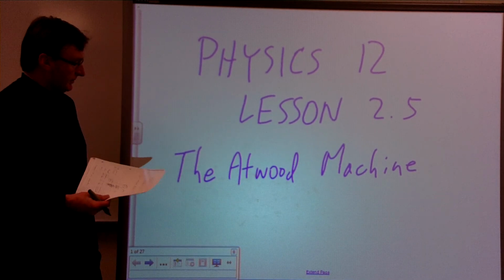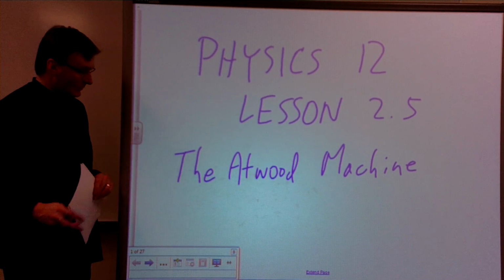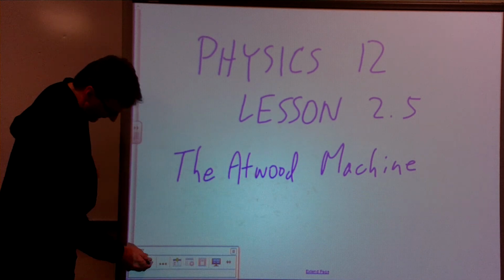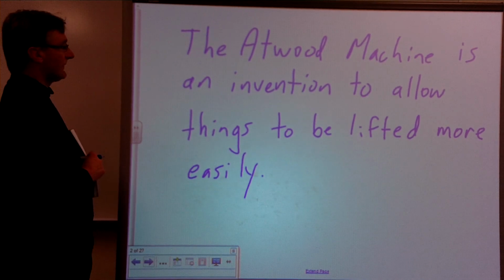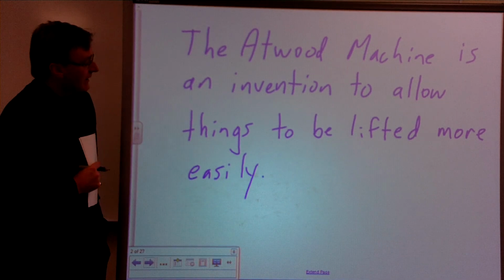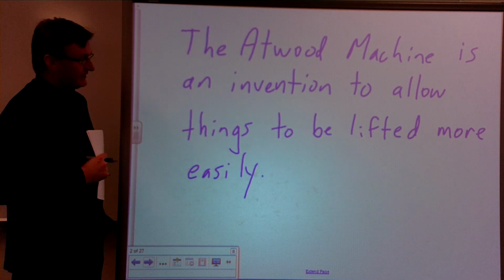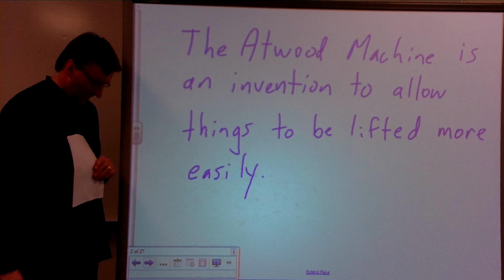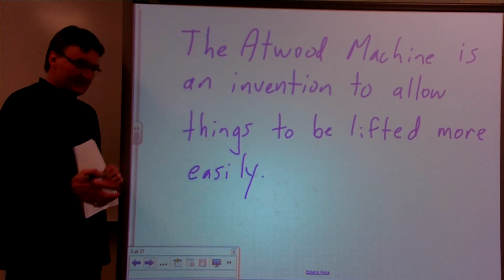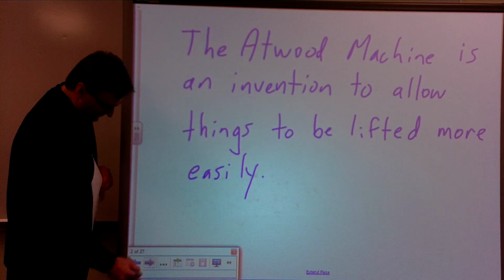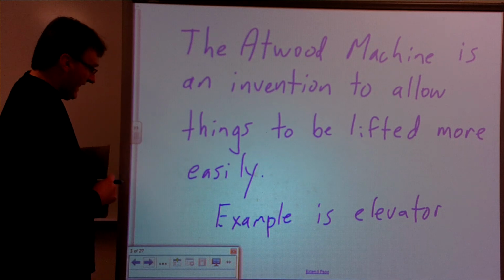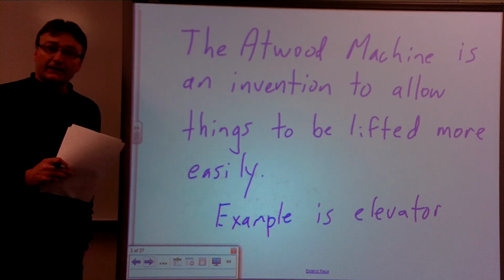This is lesson 2.5. We're going to be talking about the Atwood machine. So, what is the Atwood machine? Well, the Atwood machine is an invention to allow things to be lifted more easily. So it gives you some assistance when you're having to lift heavy objects. And an example of this is the elevator.